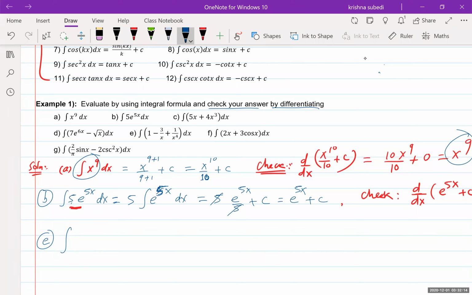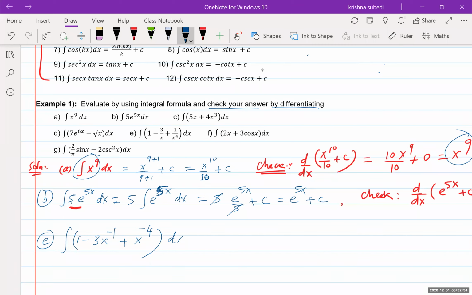Okay, let's try part E. So part E is 1 minus 3 e raised to power negative 1 plus x. So someone said G. Okay, we'll do that as well. All right, no problem. Let me do this first.